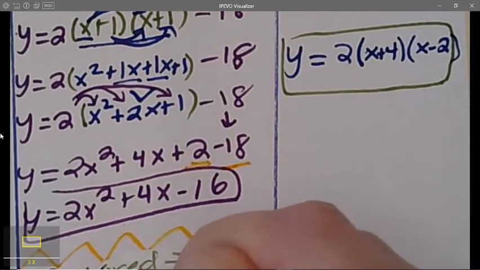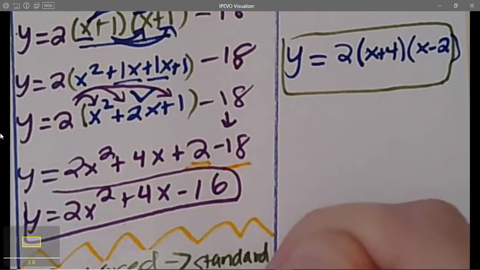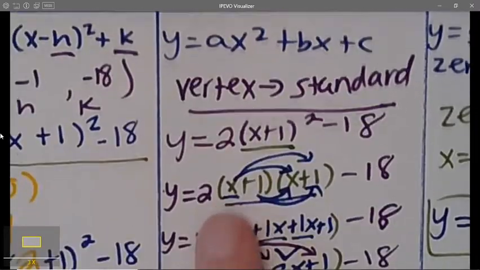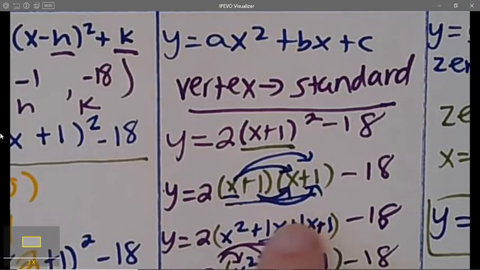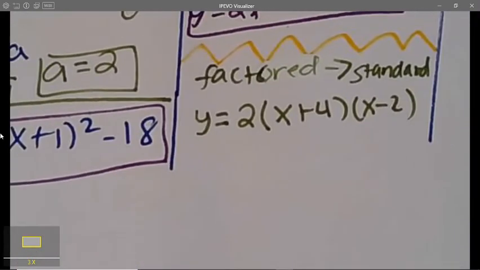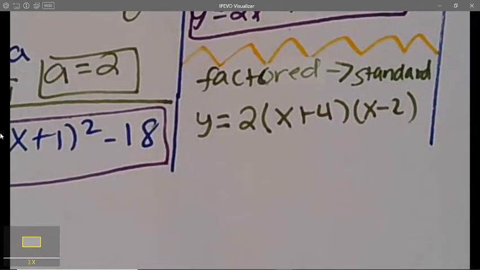Alright, we have factored form. So again, this is very similar to this part of the vertex form problem. I'm going to distribute the parentheses first, then deal with the 2. Okay, so that's kind of what I'm going to do real quickly. All right, so let's start distributing, you guys.